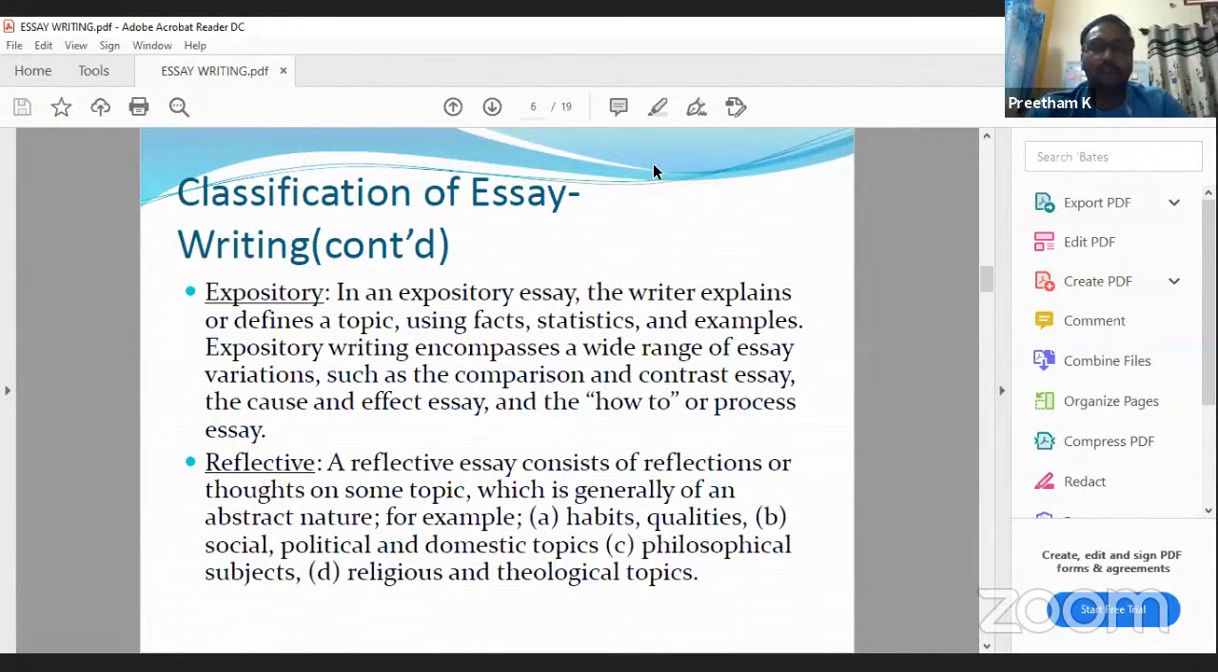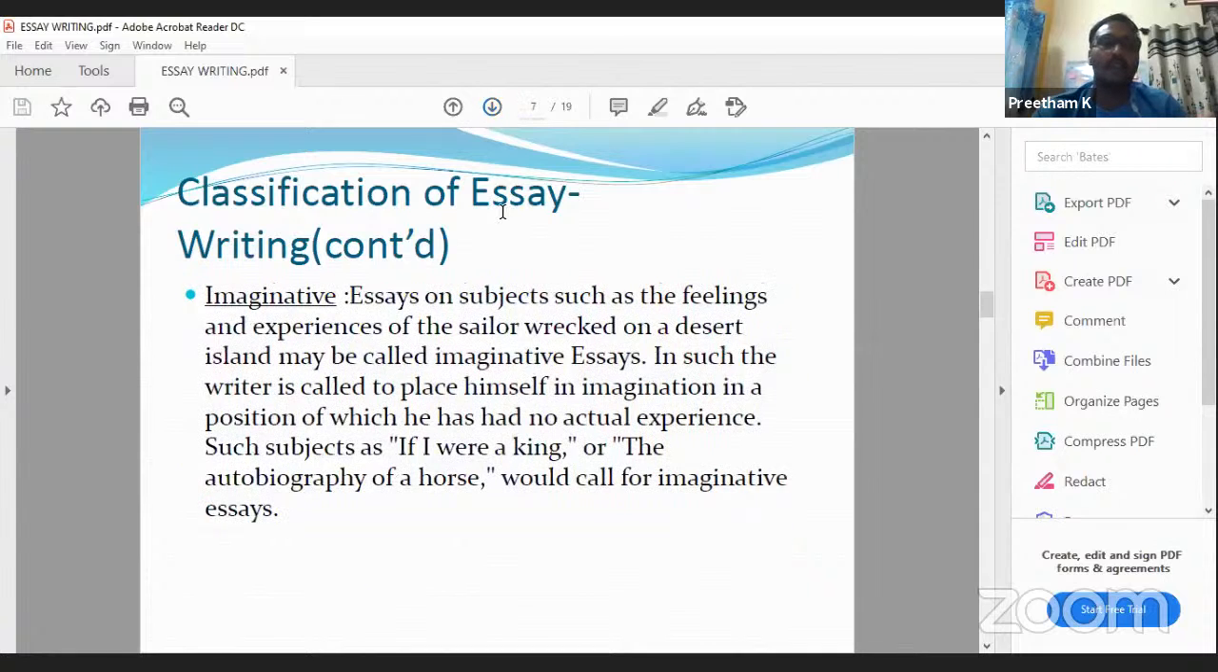Reflective means when you read, you reflect on your own thought process, your own beliefs. For example, if you read an article about the environment, about climate change, then you reflect upon your own practices and check to what extent you are the reason for the destruction of the climate. Then you change your behavior. Such types of essays are reflective essays.